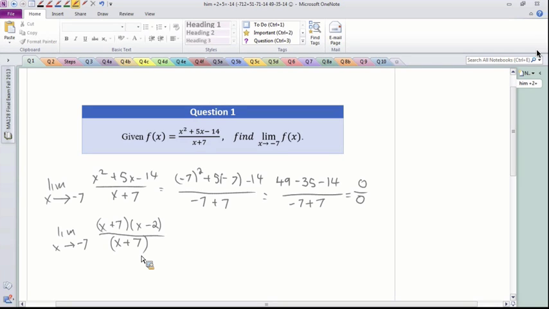So I notice that we have an x plus 7 on top and an x plus 7 on the bottom, so those cancel. So what we're left with is a simplified version of the limit, which is the limit as x approaches negative 7 of x minus 2. So we'll plug in negative 7 for x and evaluate. That gives us negative 7 minus 2, which is equal to negative 9. So that's our answer. So the limit as x approaches negative 7 of the function is negative 9.